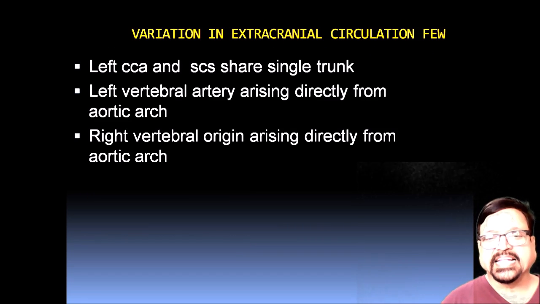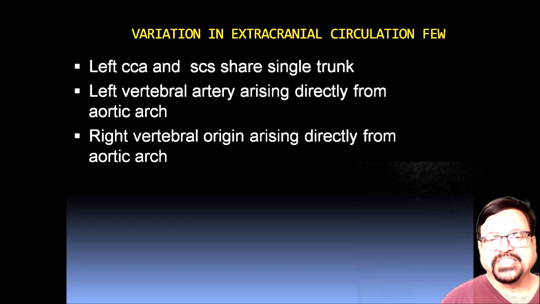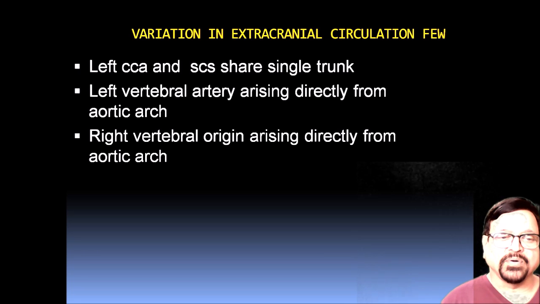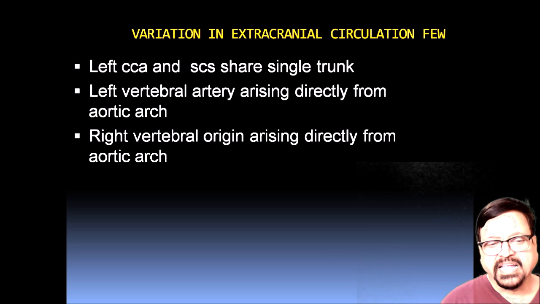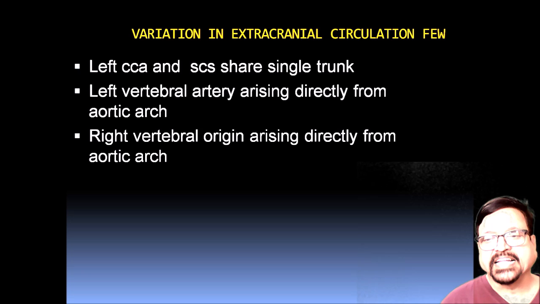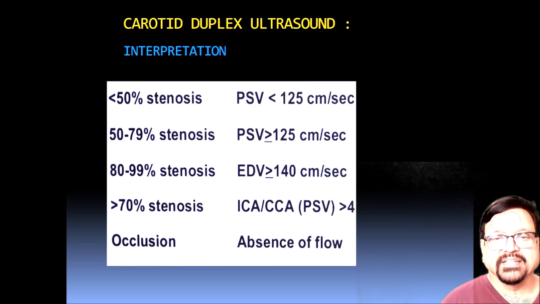Now variation in extracranial circulation: left common carotid and subclavian arteries share a single trunk. The left vertebral artery arises directly from the aortic arch, and the right vertebral also arises from the aortic arch. Now these are the variations in extracranial circulation which we see on occasions. Now this will help you for interpretation.